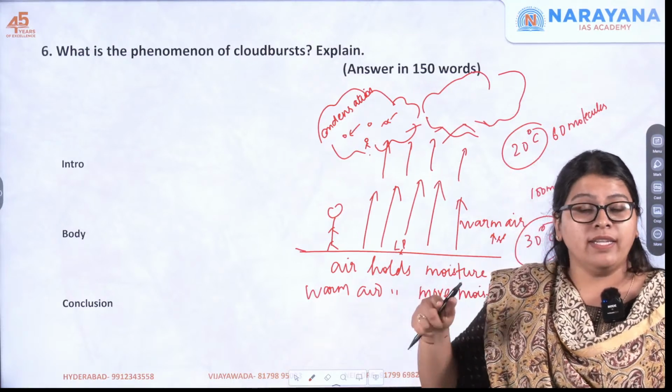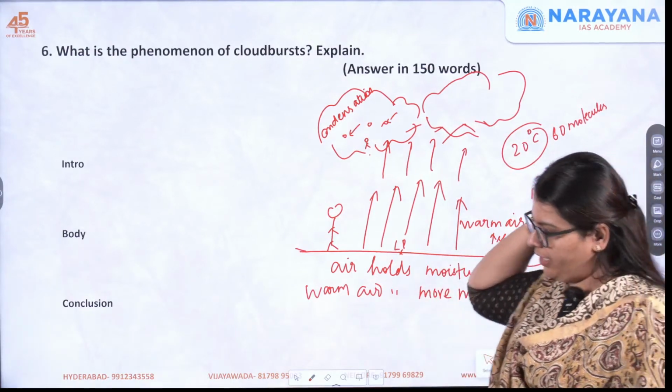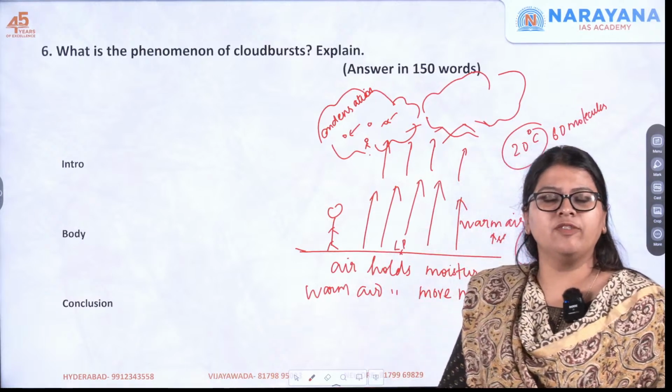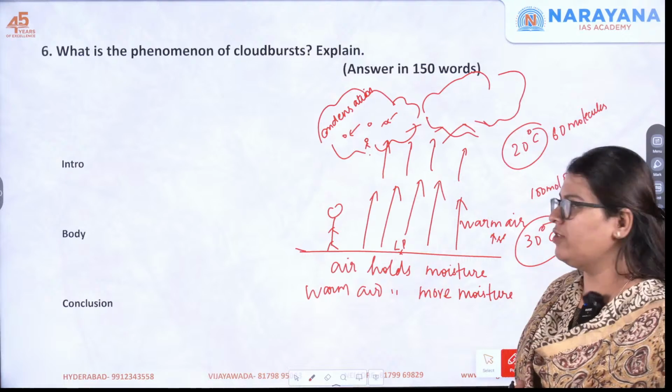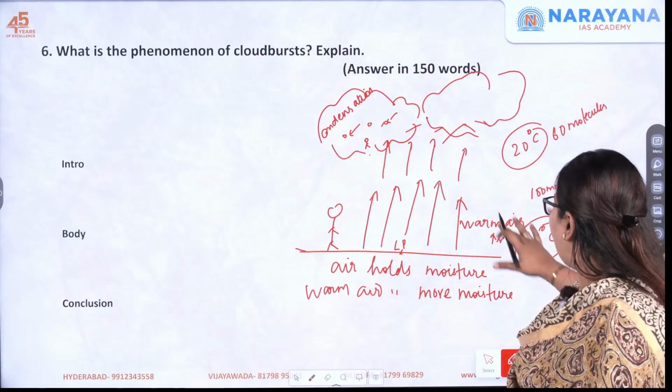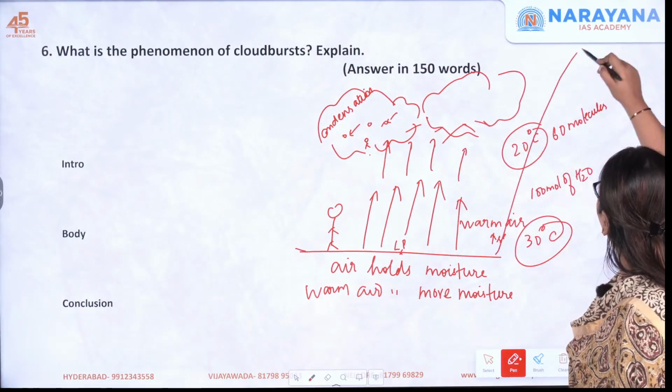that is called regular precipitation. Why a cloudburst happens is that this is typically in areas characterized by steep slopes or mountainous regions. So what happens? The same process, imagine when this is a mountain.